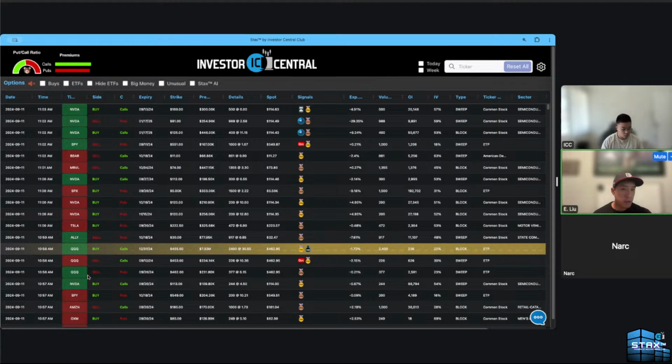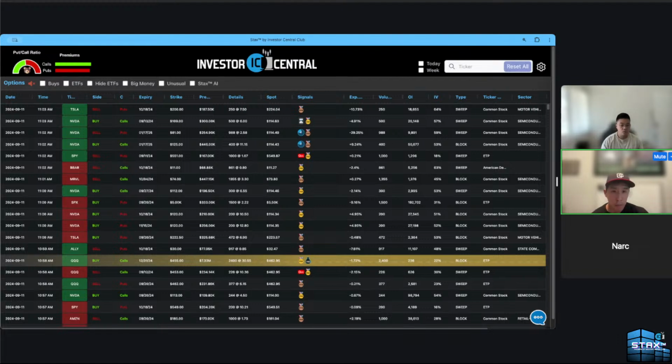First off, what I want to do is go over our Stax software, as you can see here. It's a beautiful interface that we've put together for you. It simplifies a lot of things in terms of the flow, in terms of what's being bought inside the dark pools, inside institutional orders and things like that.